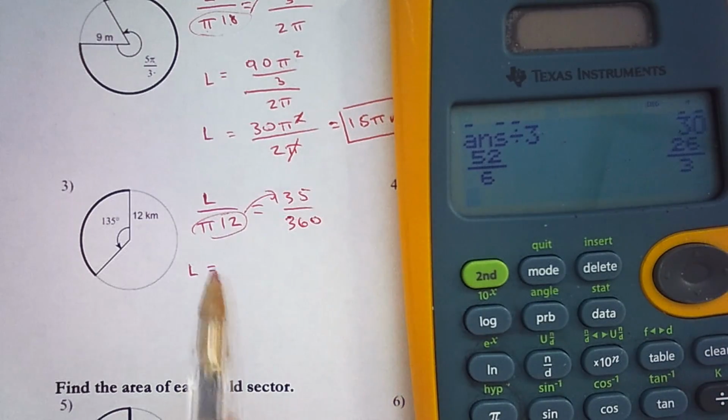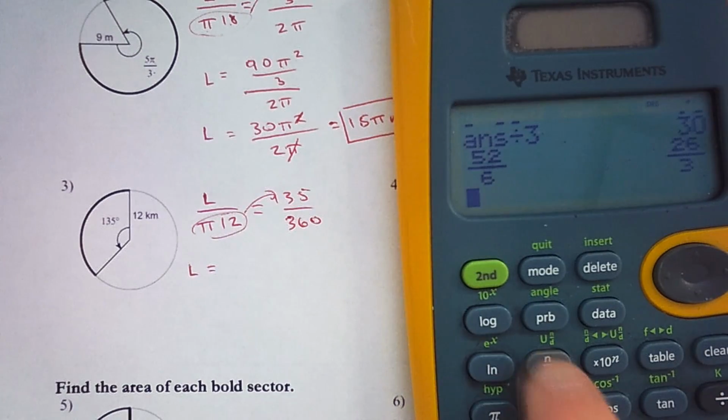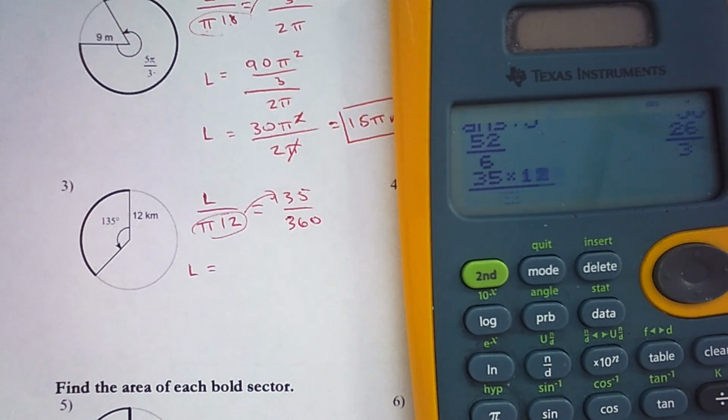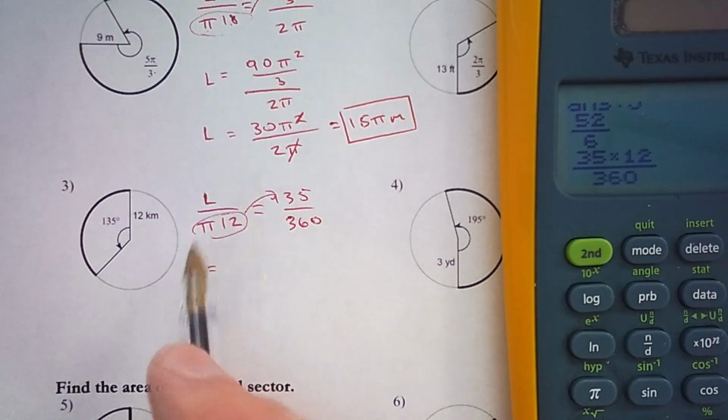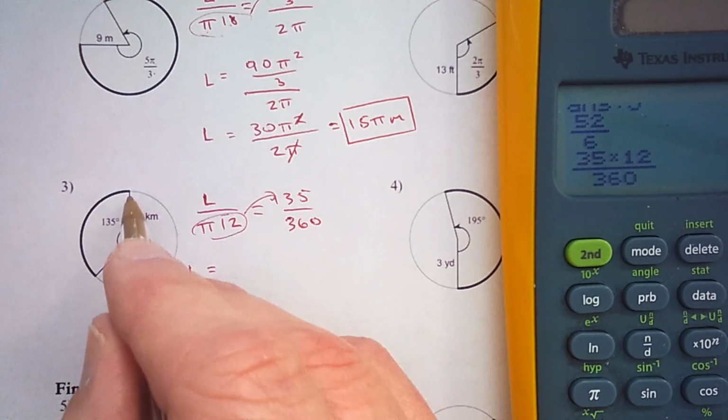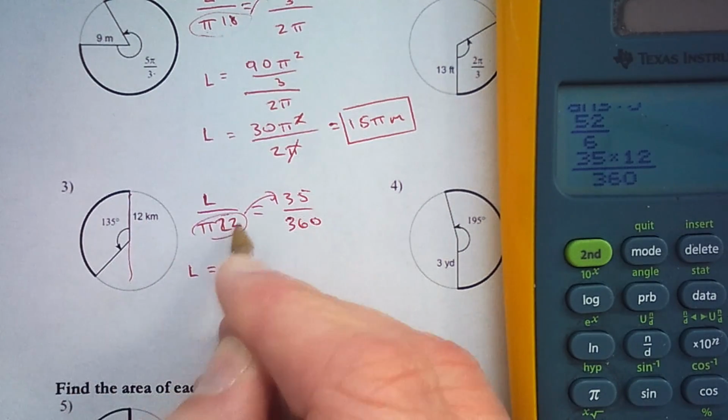And I'll just make this into a fraction. I'm going to do 35 times 12 in the numerator, and it's over 360. And that is 7/6. Okay, now, see my mistake here? I put 12. That's not right. I have to have the diameter. That's 24.